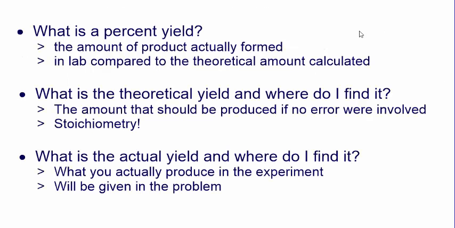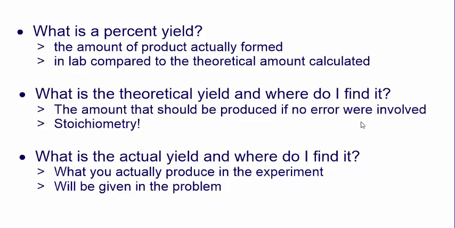Alright, so what is a percent yield? That's the amount of product that's actually formed in the lab, and we're going to compare it to the theoretical amount calculated. So it's basically an efficiency. How effective was your method in the laboratory? So what's the theoretical yield? Where do you find it? The theoretical yield is the amount that would be produced if there were no error involved at all, the amount that would be produced in a perfect world.